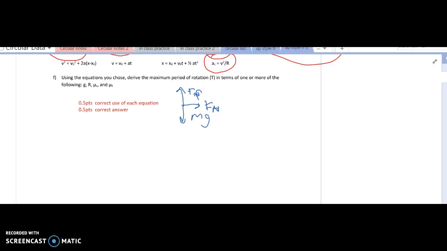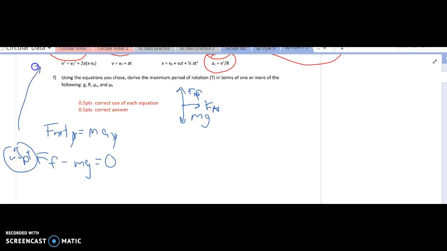So then I could look at my y direction. F net in the y equals ma. Let's look at y; there's really no x direction. So I would say this is force of friction minus mg equals 0. So I would have gotten half of a point right here for using the equation that I talked about up above. Then from there, I could say force of friction has to equal mg.